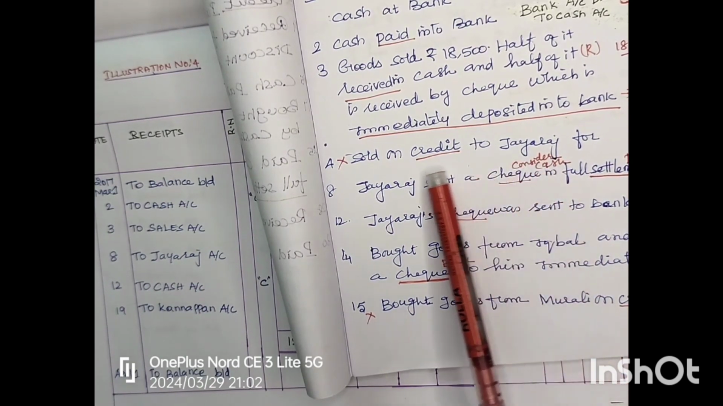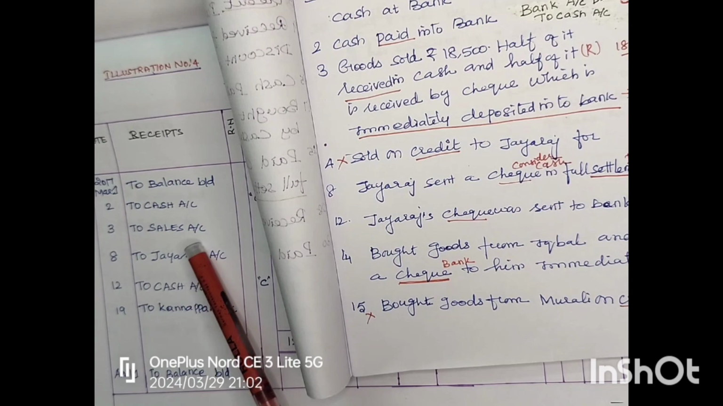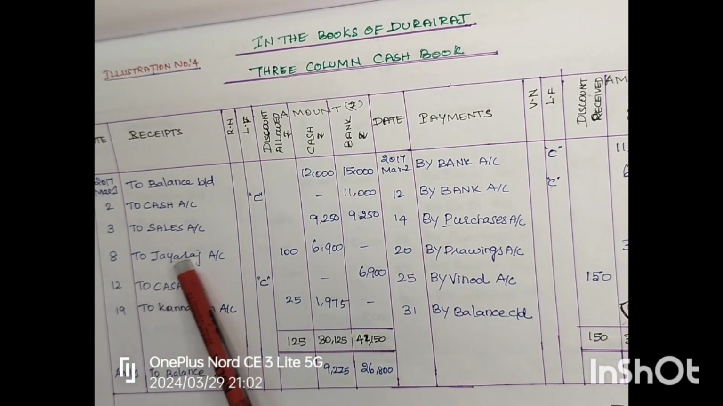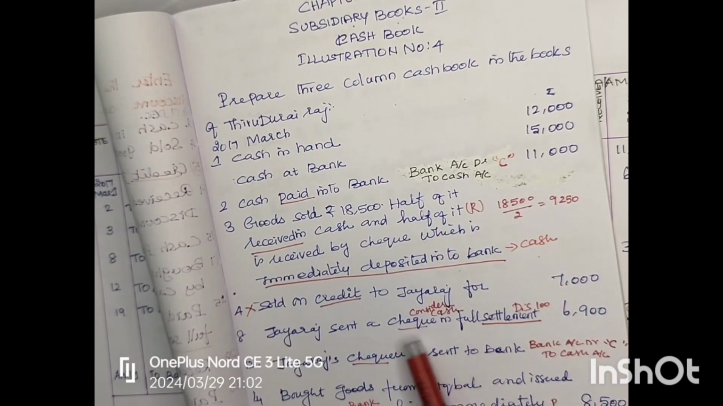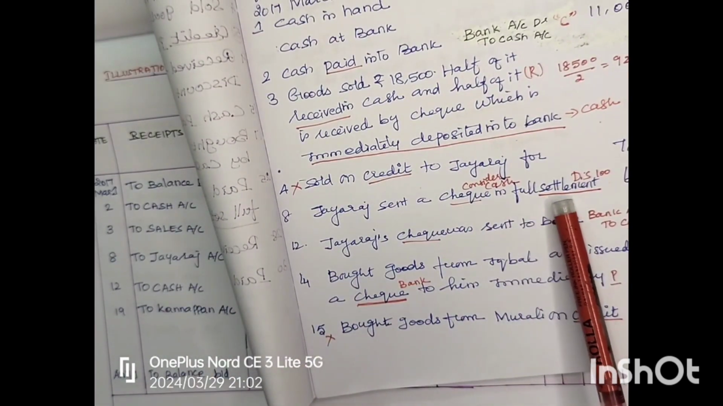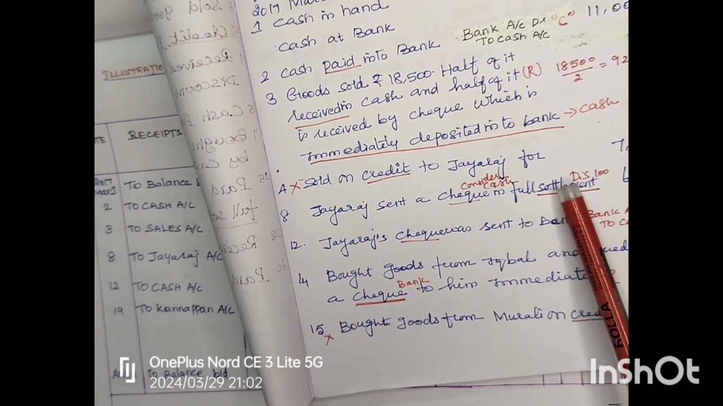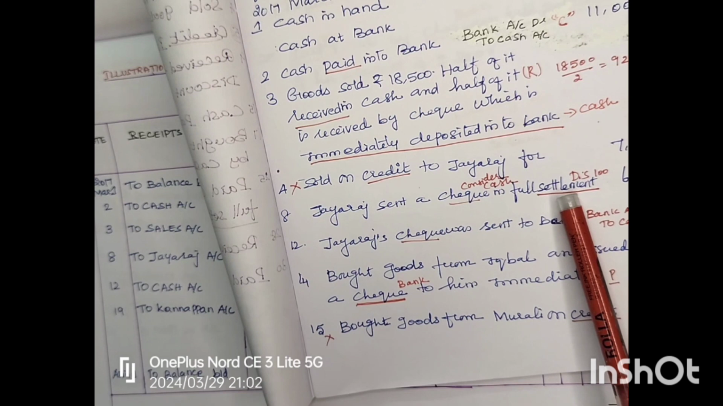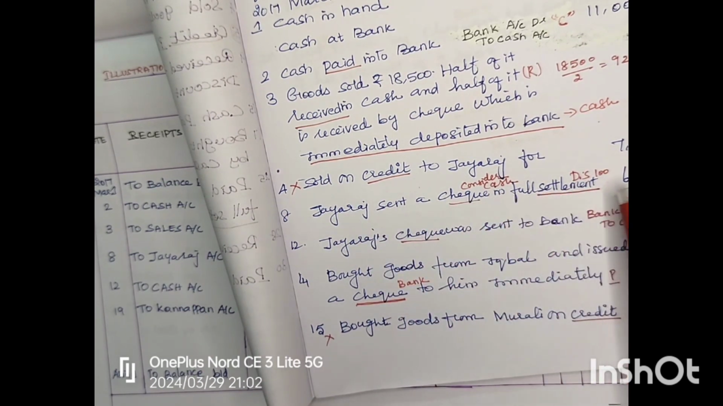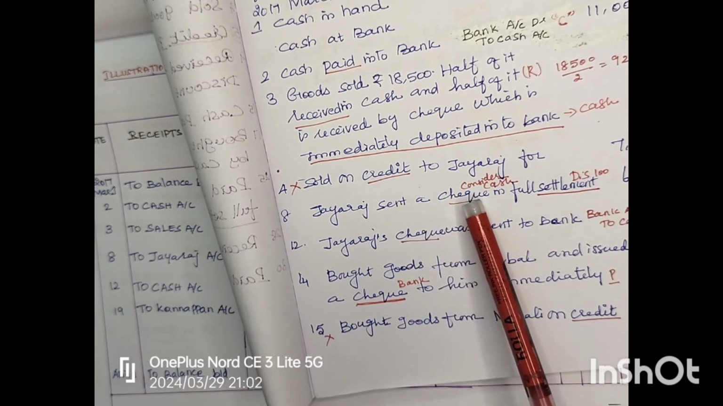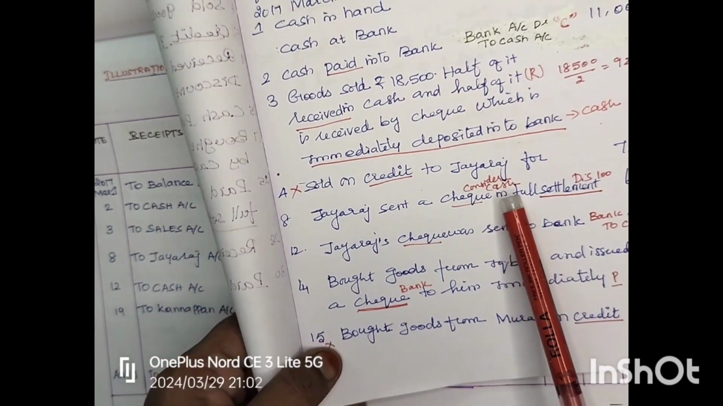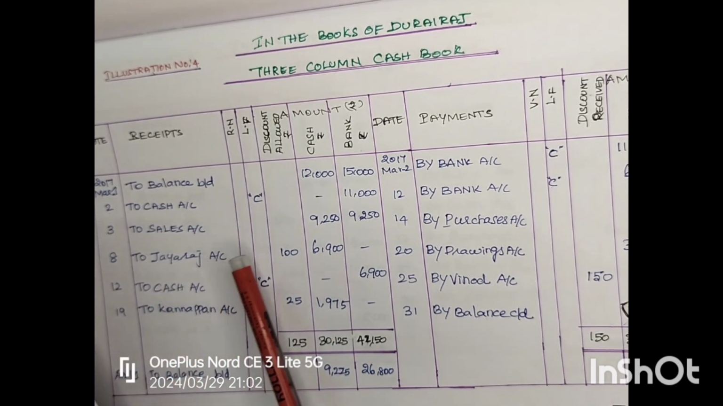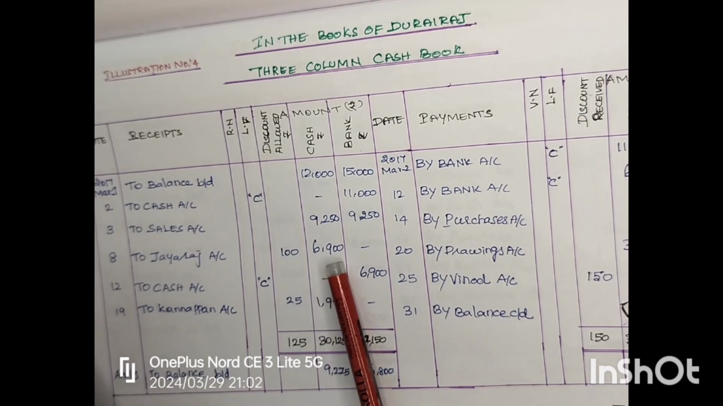So cash received means you go to the receipt side. What is the opposite account? Cash account debtor to Jayaraj account. So on the receipt side, dated on 8, to Jayaraj account. Listen here. Check in full settlement. Full settlement means, how much did you sell on credit to Jayaraj? 7,000 rupees. So full settlement means there is some discount allowed to you. So you received a check for only 6,900 rupees. You received a check means you received cash. So you enter that 6,900 rupees in the cash column, dated on 8 to Jayaraj account.